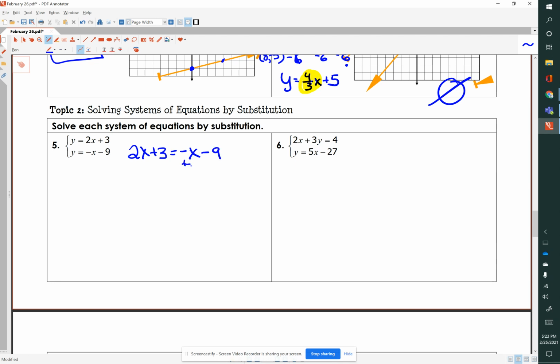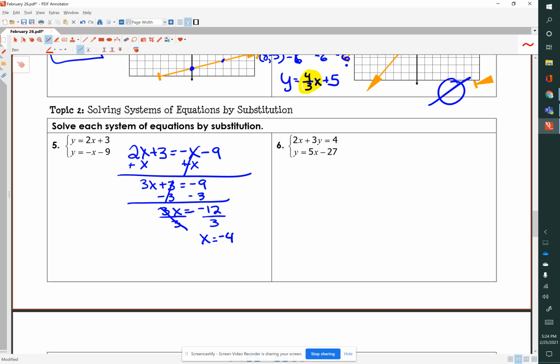And let's add x to both sides. And let's subtract 3 from each side. And let's divide by 3. And x equals -4. Now we're going to substitute -4 into the second equation.